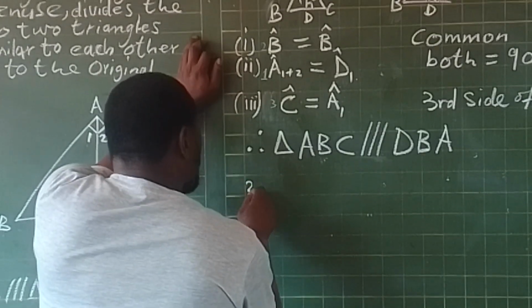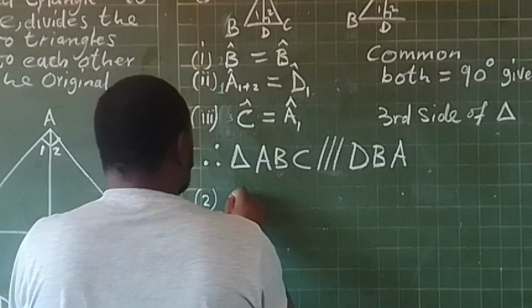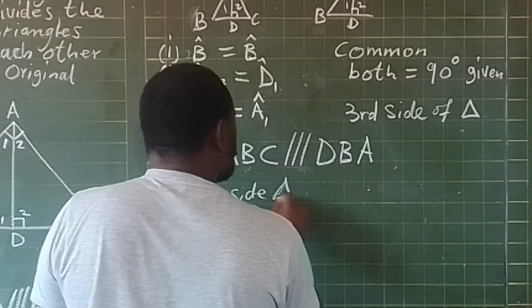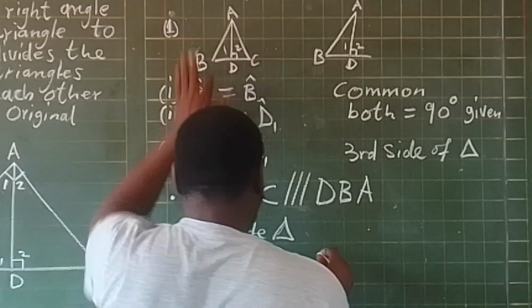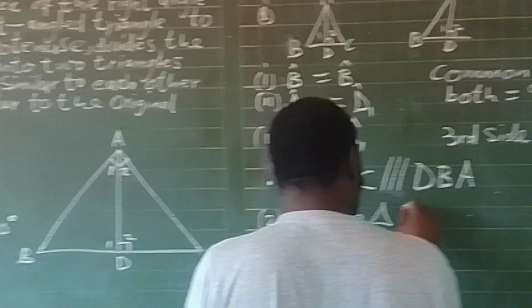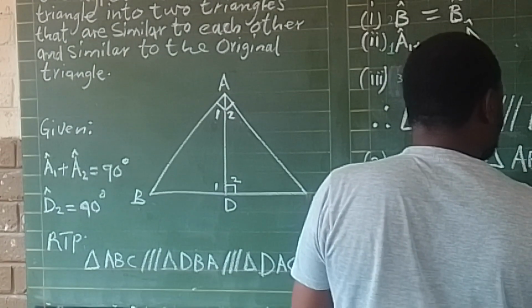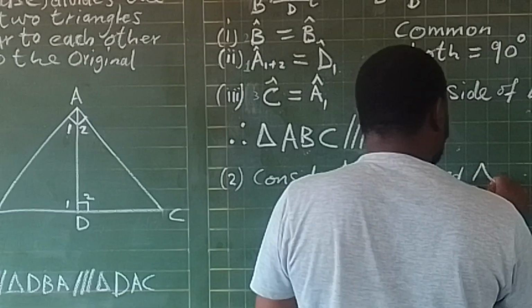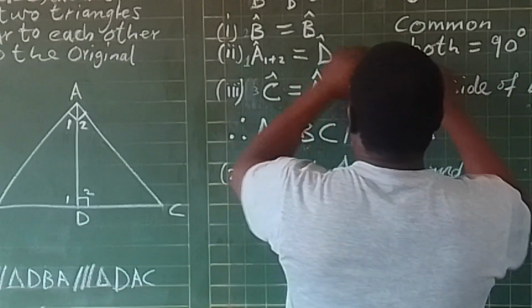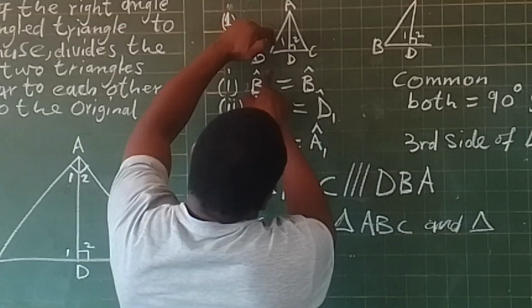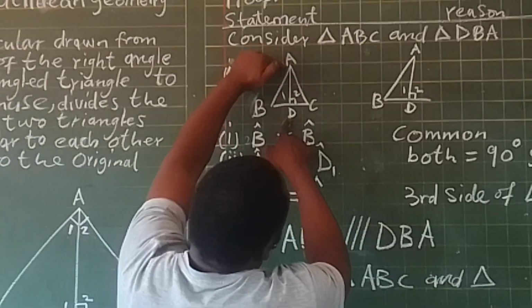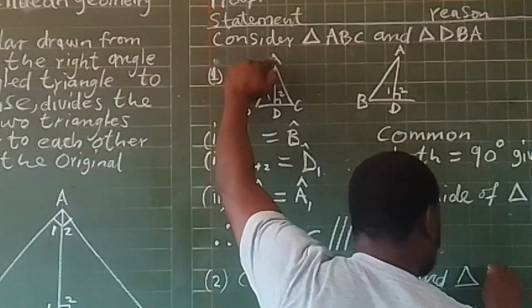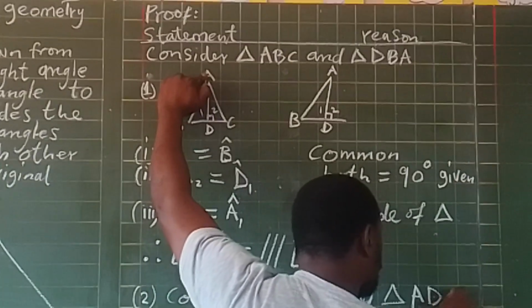Number 2, it is going to be, consider triangle ABC and the small triangle. We took BDA. Now we take ADC. ADC.